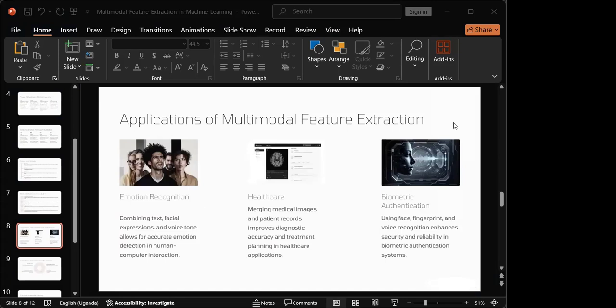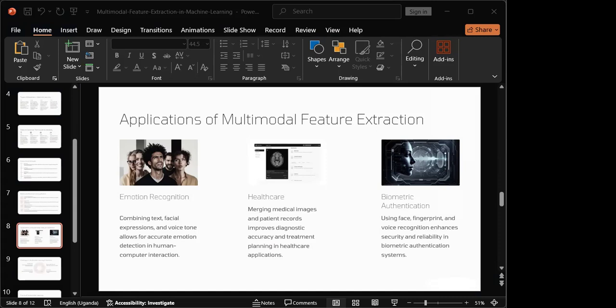Then we have applications of multimodal data extraction. As you can see, I've talked about emotion recognition. The machine is able to recognize using your expression, regardless of what you're saying. Someone can say they are fine, yet the facial expressions are showing different things. So the machine is able to realize in such scenarios that this person could be going through some emotional duress.